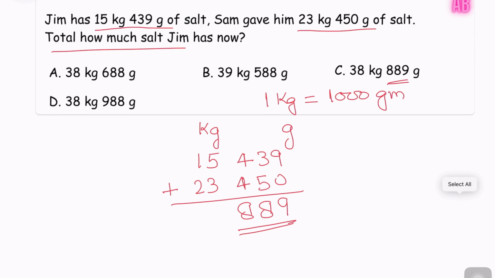5 plus 3 is 8. 2 plus 1 is 3. So 38 kgs, 889 grams. 38 kg, 889 grams. Option C. Okay.